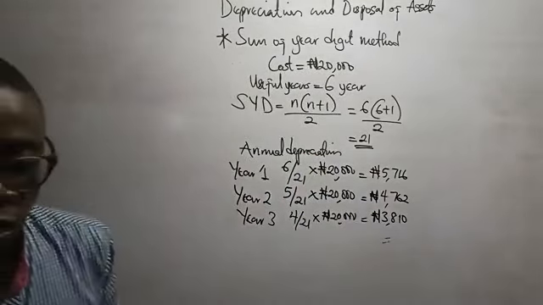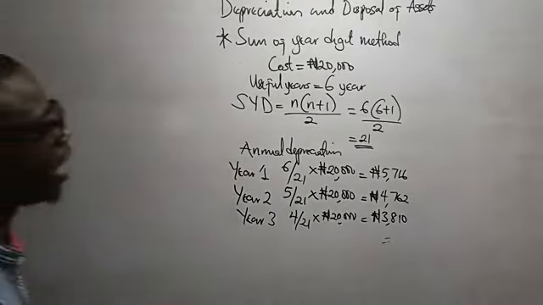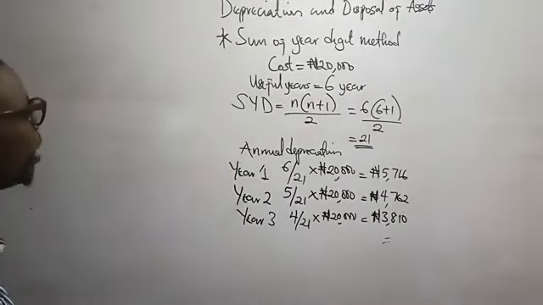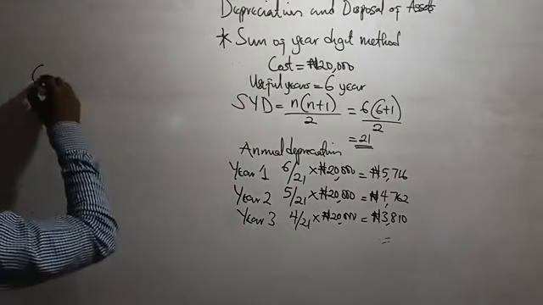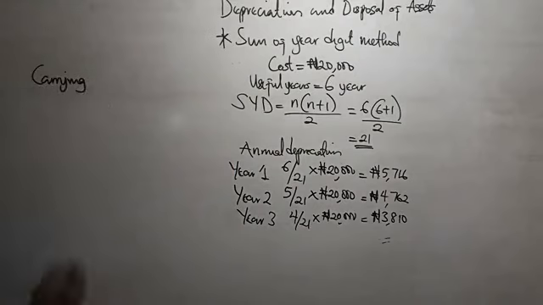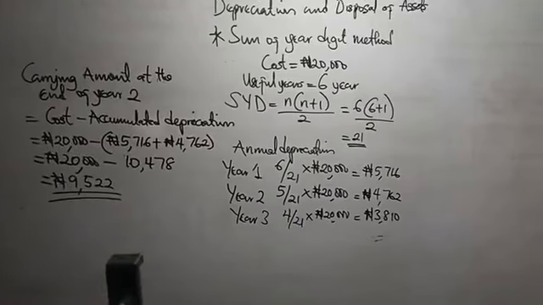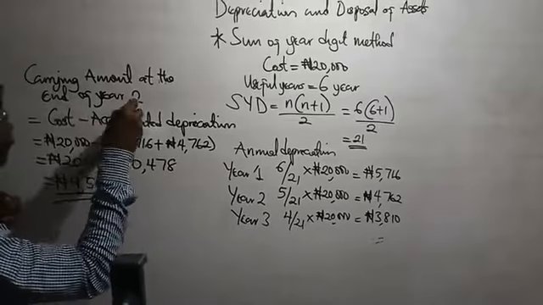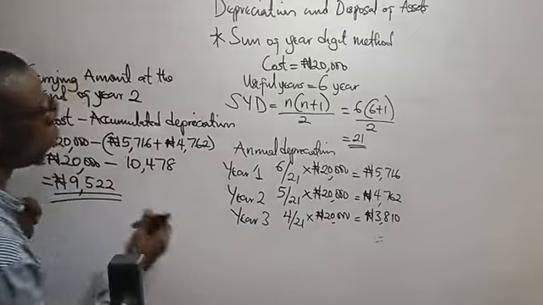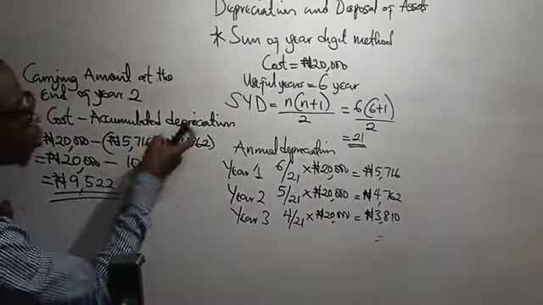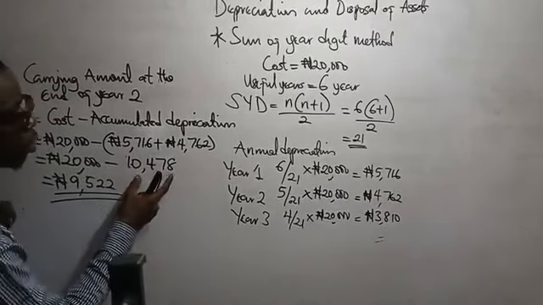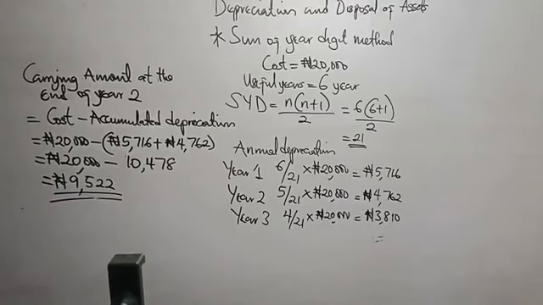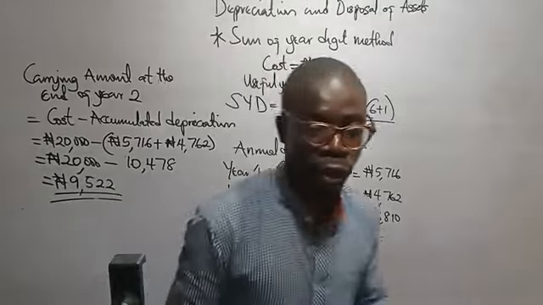Now, if you use the sum of the year digits method and they ask you to calculate the carrying amount at the end of year 2, how will you do it? The cost is 20,000. The accumulated depreciation will be the depreciation that has happened in year 1 and year 2, so you add them together. That's what we mean by accumulated depreciation. When you add it together, you have 10,478. You remove it from the cost, and you get 9,522 as the carrying amount.